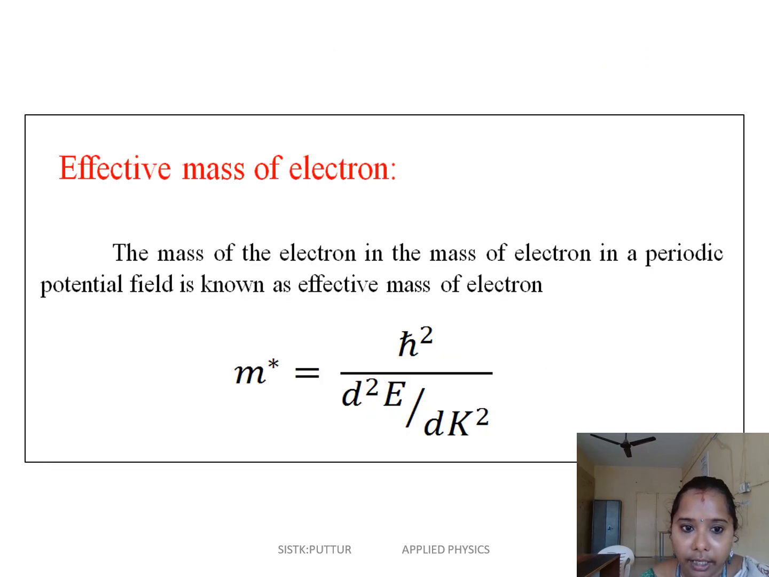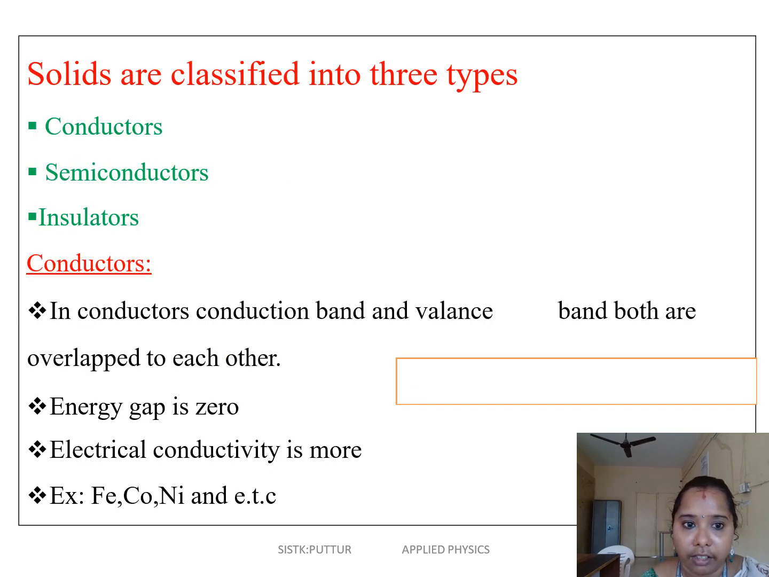Next, the effective mass of electron, which can be denoted as m star. The mass of the electron in the periodic potential field is known as the effective mass of electron. The formula can be written as m star is equal to h square by d square E by dk square. This is about the effective mass of electron.